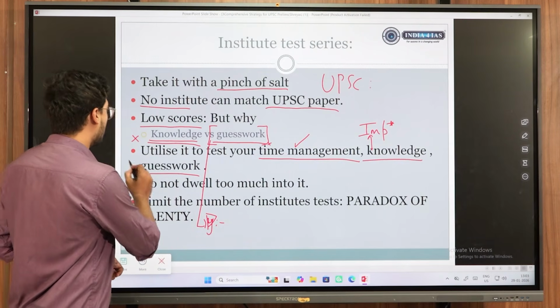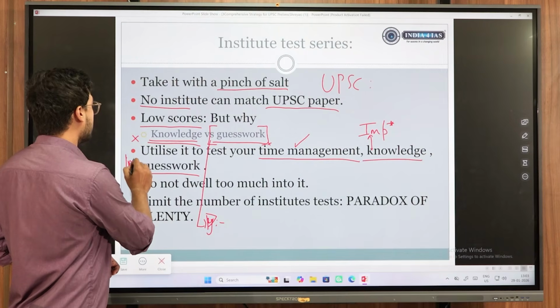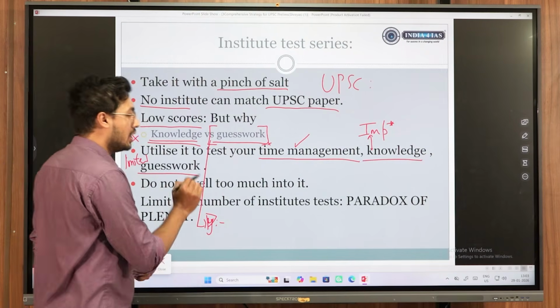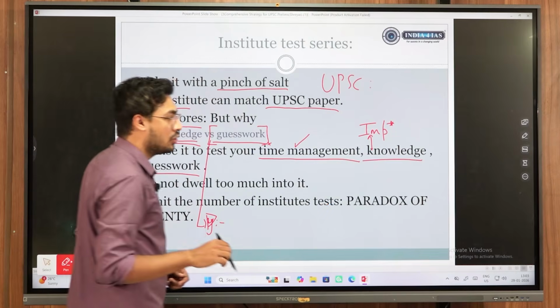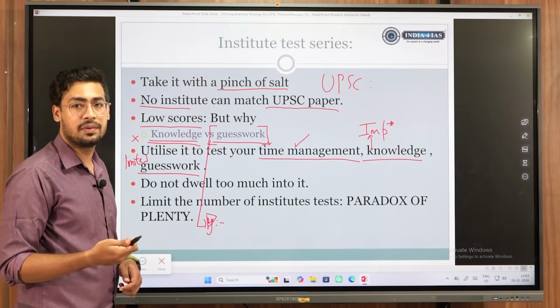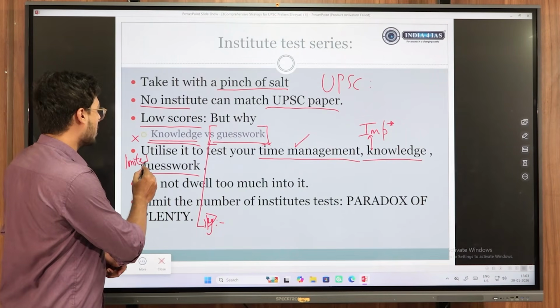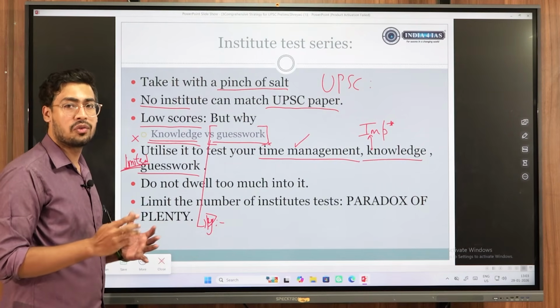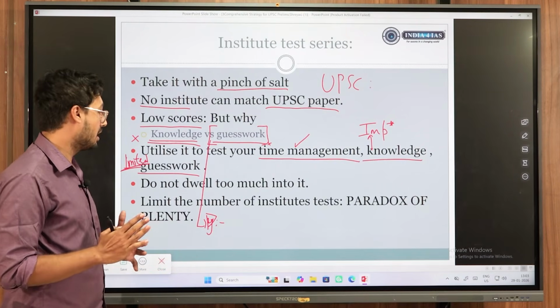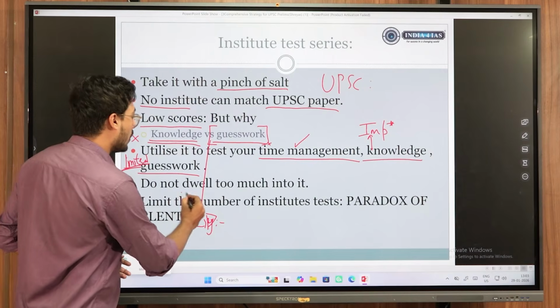Also guesswork, but this is limited. Like I said, from the institutes, you need to learn time management, you need to learn important knowledge, and you need to learn the way you will be attending to the paper, and guesswork you need to do, but to a limited extent. Like I said, because the institute way of thinking and UPSC way of thinking might differ in certain cases. Do not dwell too much into it.